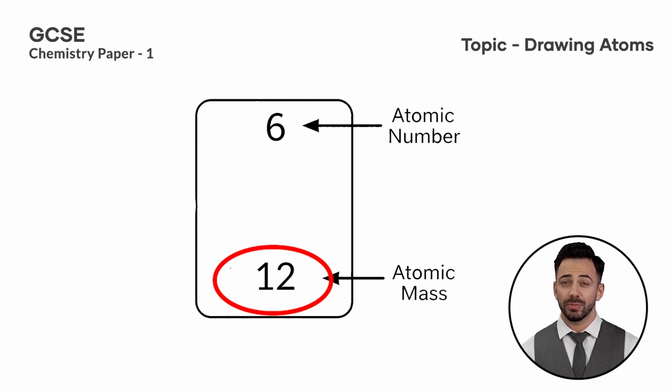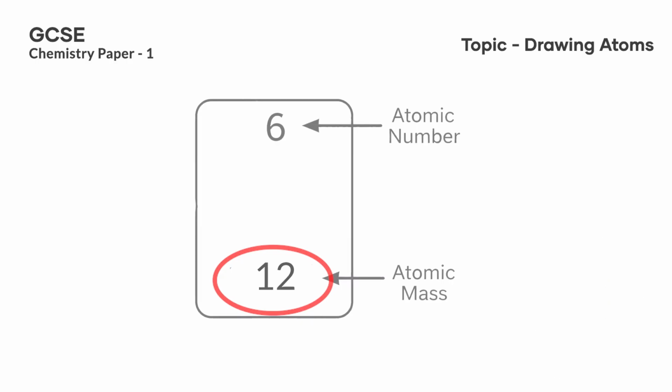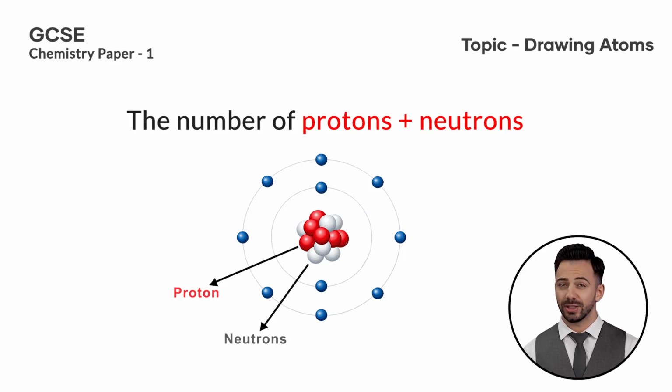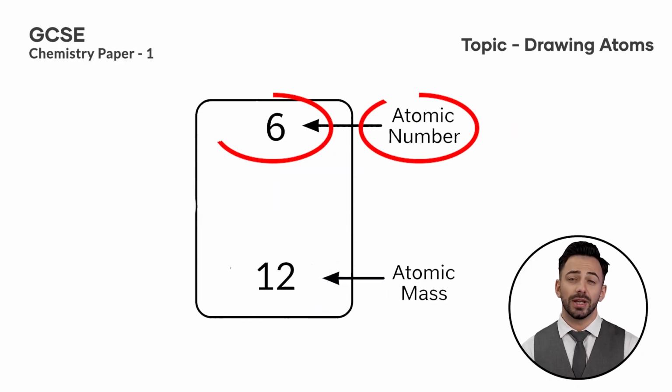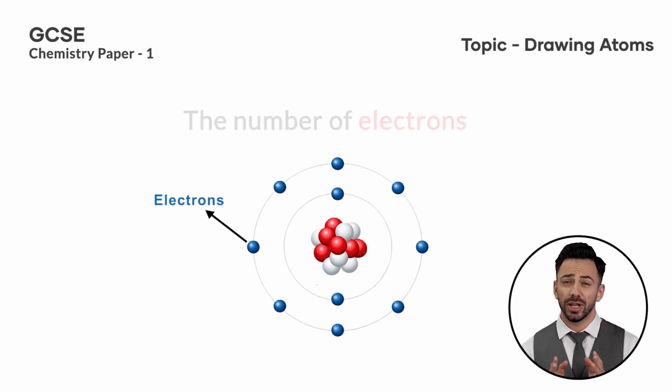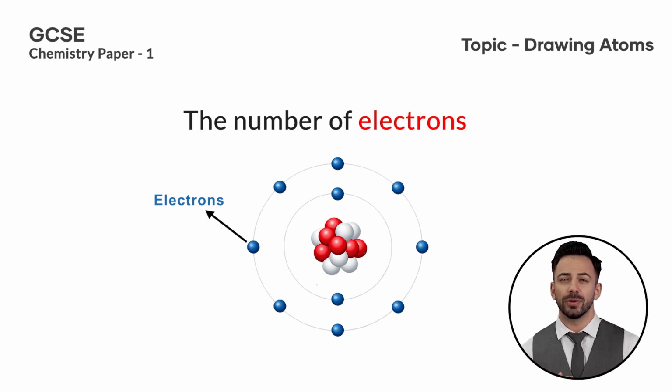What does the mass number tell you? The mass number tells you the number of protons plus neutrons. For a neutral atom, the atomic number tells you something else as well. What else does it tell you? It tells you the number of electrons because neutral atoms have the same number of protons and electrons.